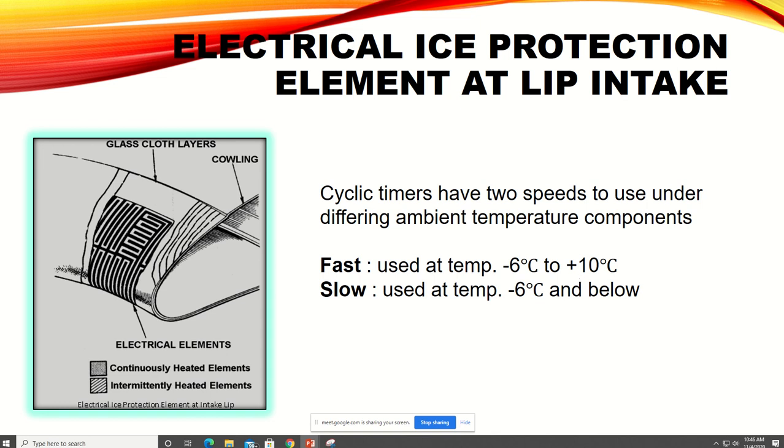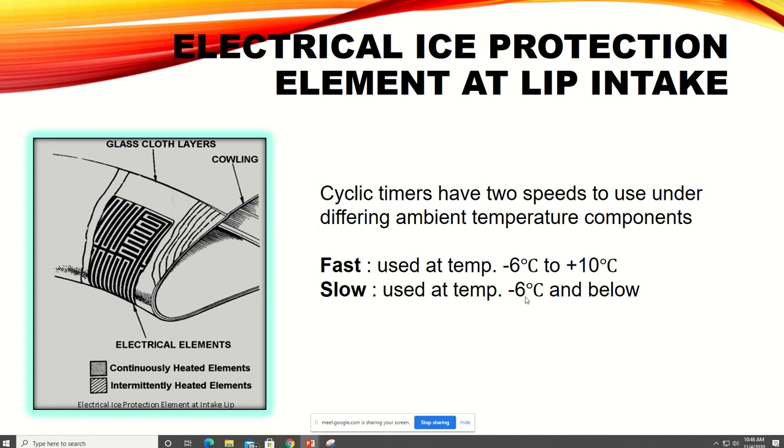Okay, meaning what kind of condition here? It's a little bit warmer lah, negative 6 to 10 degrees. Yeah, kalau kat UK ni bagi 10 degree ni is like macam aircon dalam bilik lah. Okay, okay je. So we use the fast timer.